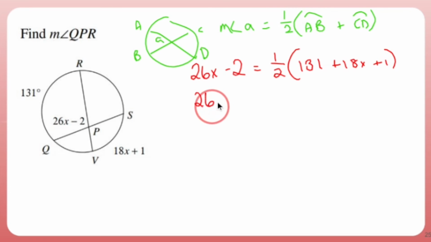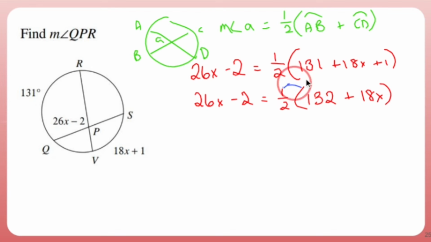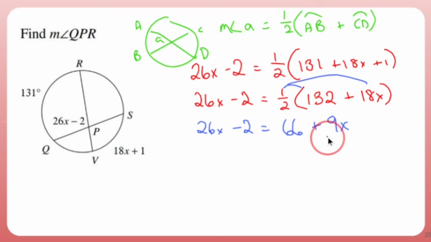I can combine like terms within the parentheses, so let me quickly do that. So 1/2 of 132, am I right? Plus 18x. Now we distribute that 1/2. So 26x minus 2 is still there. Half of 132 is 66, plus half of 18x is 9x. Now I have variables on both sides of the equal sign. Let's get rid of the one on the right. Minus 9x minus 9x is going to give me 15x.